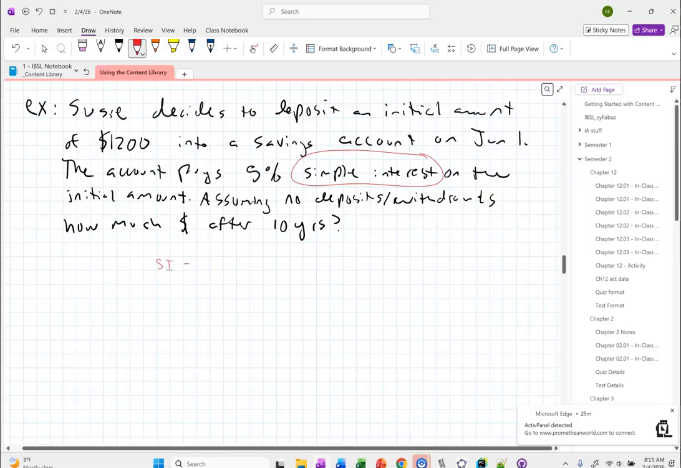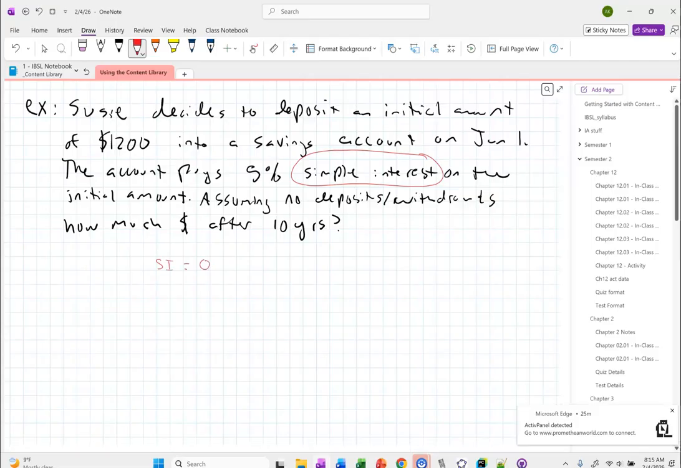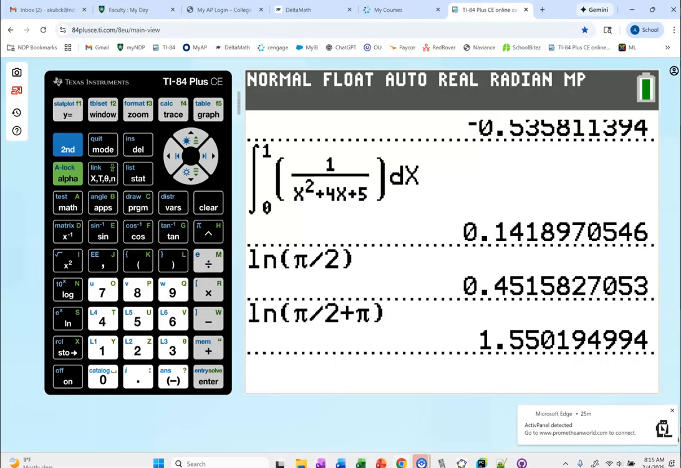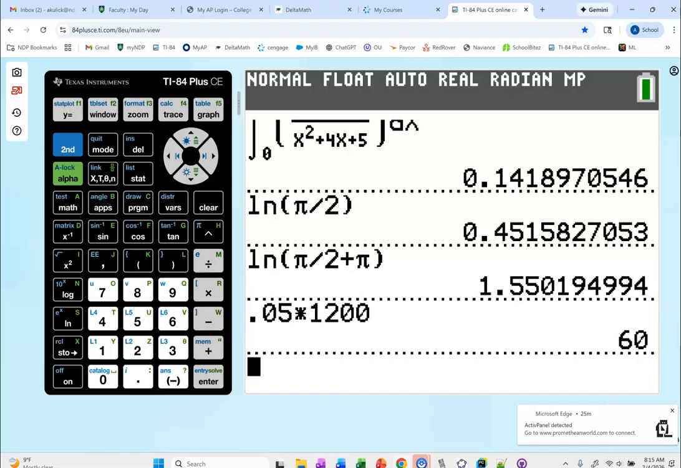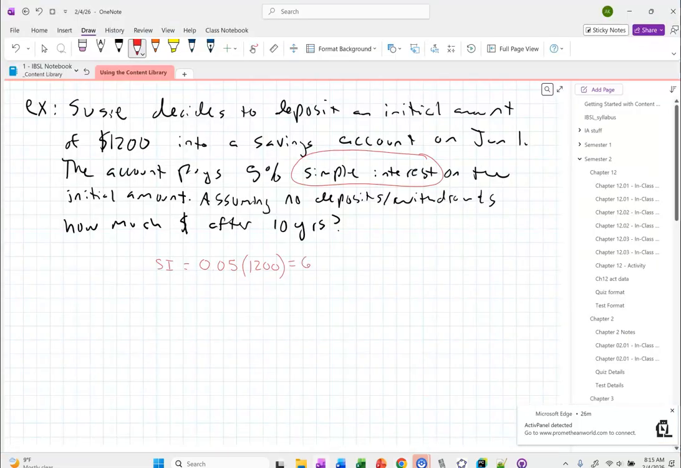So my simple interest, let's calculate what that is. It's going to be 5% of 1,200. So that's 60. So that simple interest is going to be the D, the common difference, because that's what's being paid on each year.